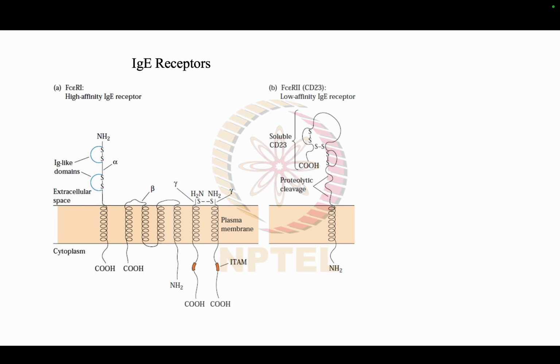This is the high affinity IgE receptor, and this is the low affinity IgE receptor. It has immunoglobulin-like domains. This is the extracellular space, this is the cytoplasm. The carboxyl terminus will be inside the cell, and this is the plasma membrane. And this is the low affinity immunoglobulin receptor.